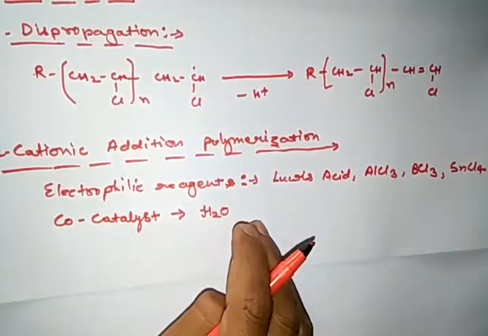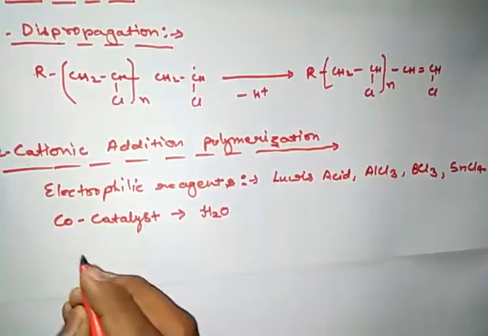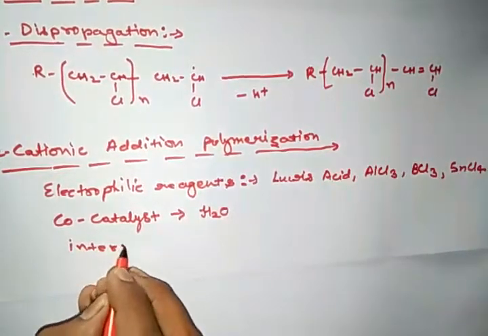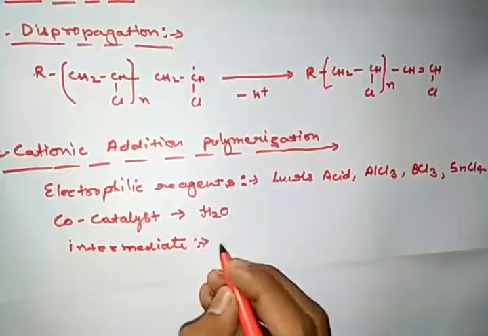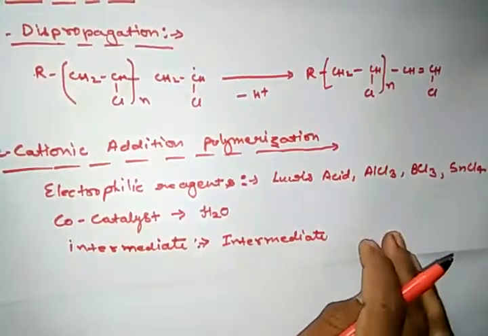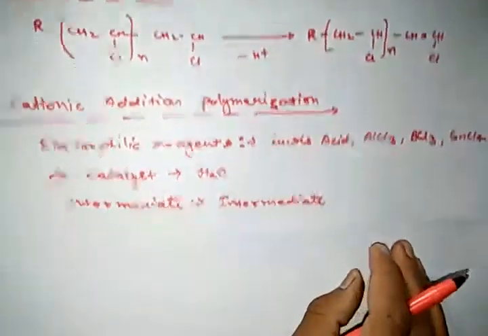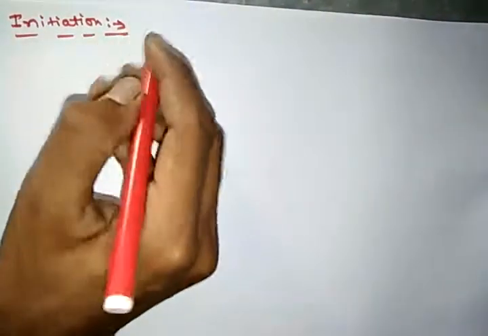In cationic polymerization, a carbonium ion is obtained and it works as an intermediate. So we discuss here the initiation steps. What happened?